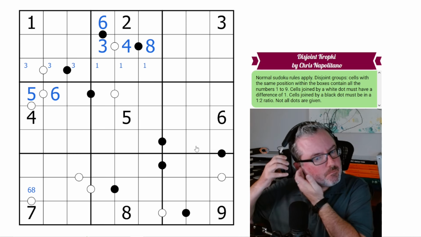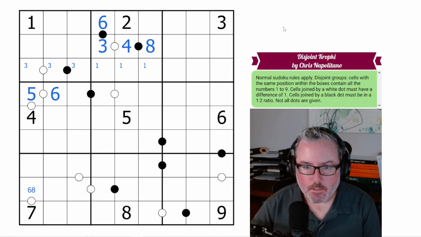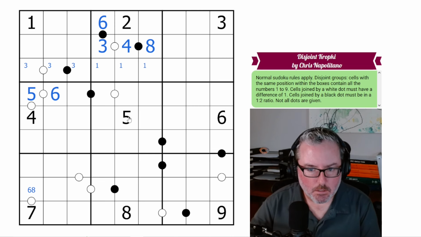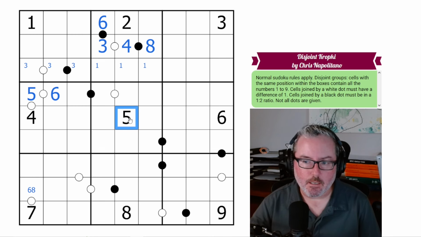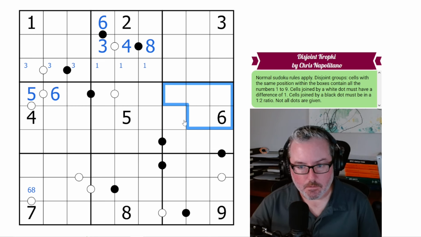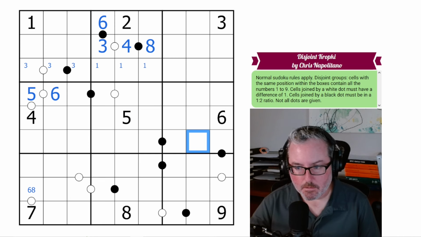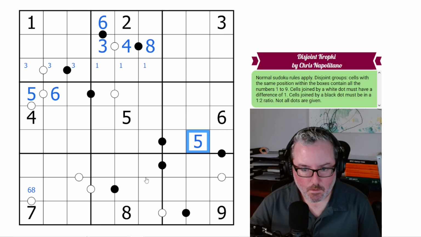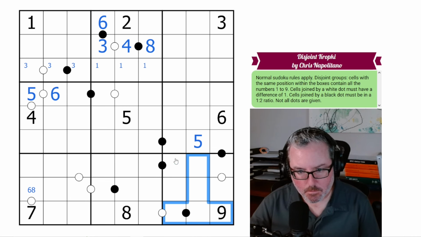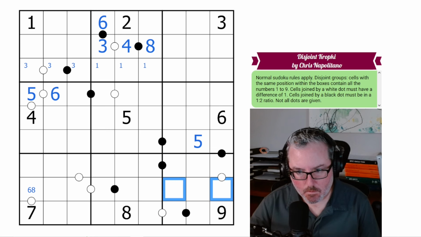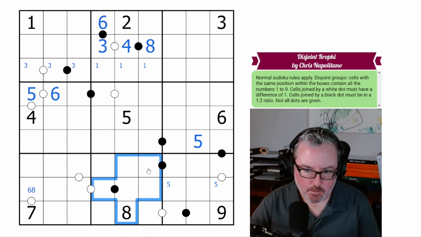So, where else can we look? We end up having 5s looking into here. That actually works well. Because as we stated previously, you cannot ever have a 5 on a black Kropki dot, because you can't have a 5 and double it and have a valid Sudoku. So now that we know there's a 5 there, these two 5s are looking into this region. And we can't have a 5 on a black Kropki, so this must be a 5. And I don't know that that's going to get us much more out of this.